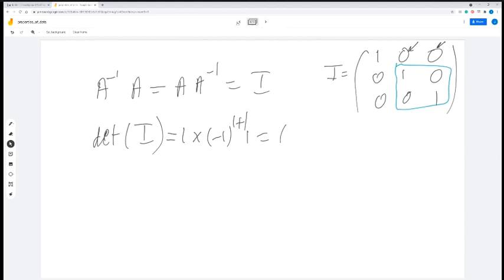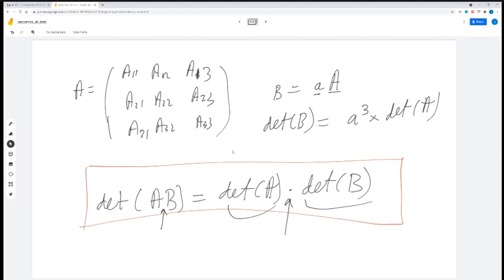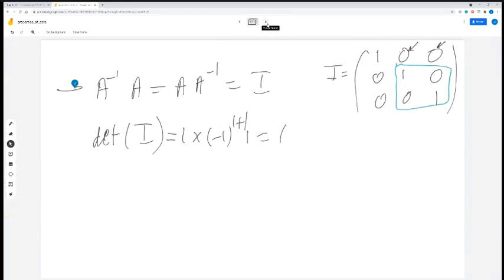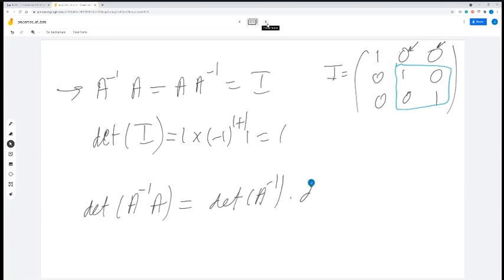Now we apply the rule that we introduced here, that if I have a product of two matrices, then the determinant of the product has to be equal to the product of the determinants. So I'm going to do it here. I will apply it to this one here. And this tells me that the determinant of A inverse A must be equal to the determinant of A inverse times the determinant of A, right?